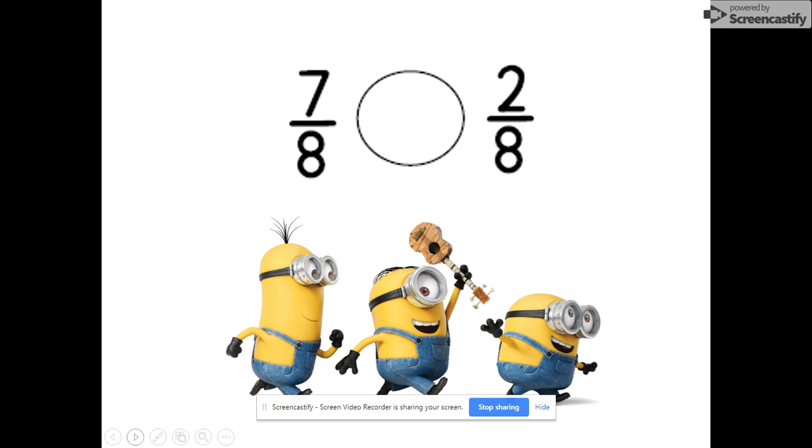7/8 compared to 2/8. I'm sharing with the same number of people. Which one is going to give me more pieces of cake? Pause the video. If you said 7/8 is greater than 2/8, you're correct.